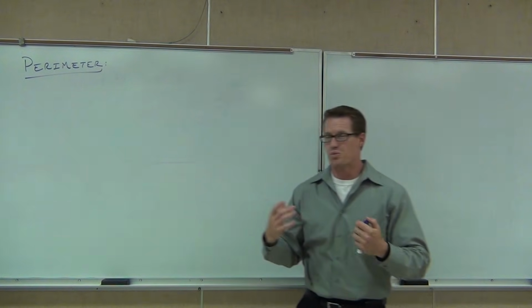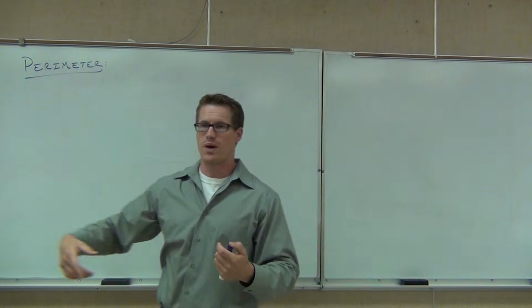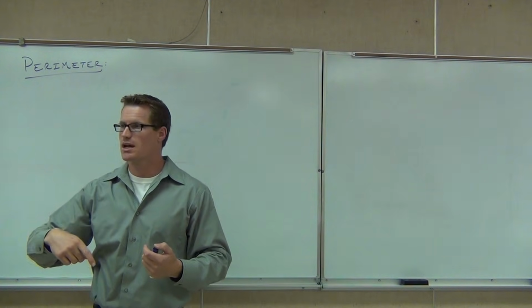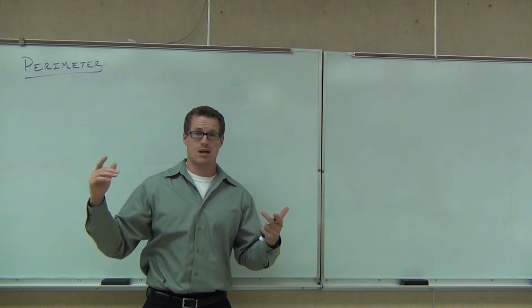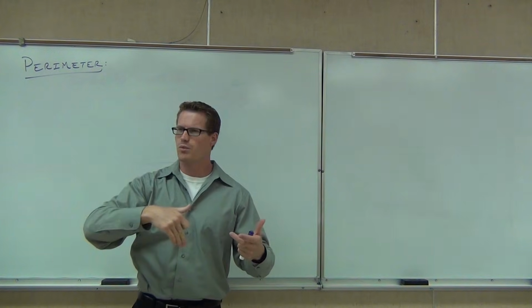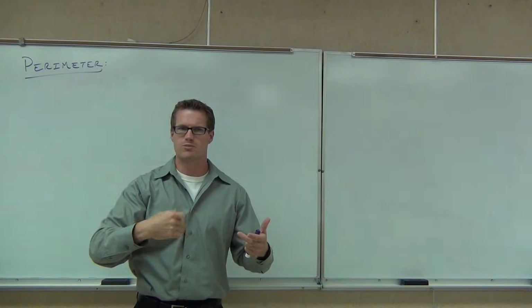The perimeter is really just the distance around some sort of object. If we're talking about the perimeter of this building, what we're talking about is how many steps it would take you to get around the building. Are you all with me on that? Nod your head if you're with me on the whole idea of perimeter.